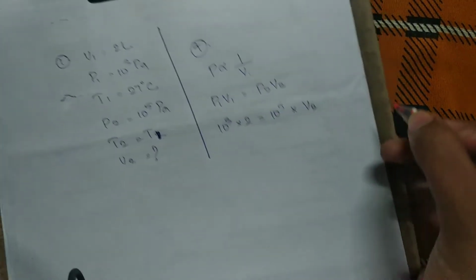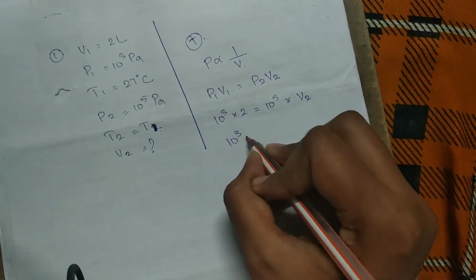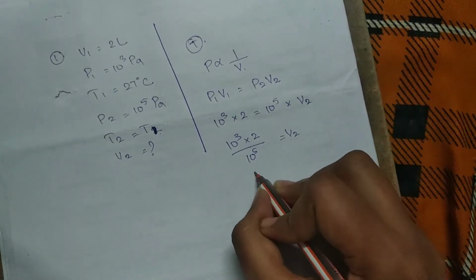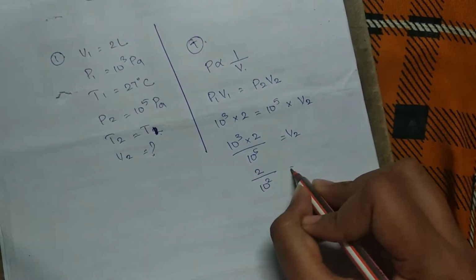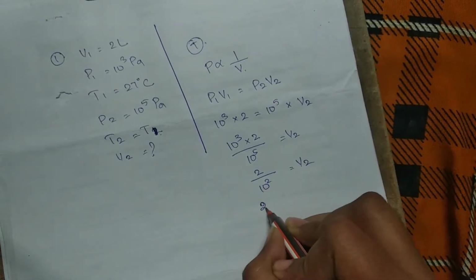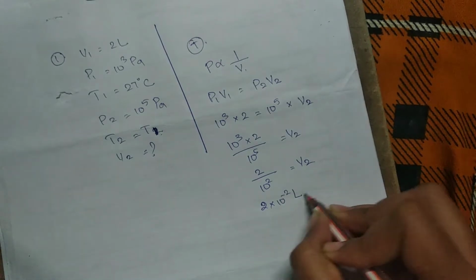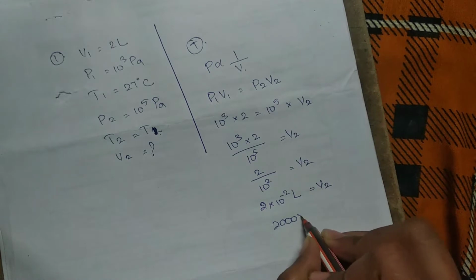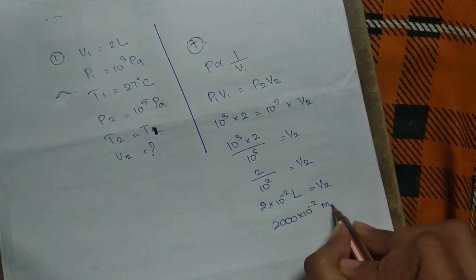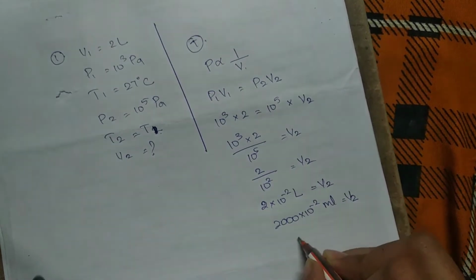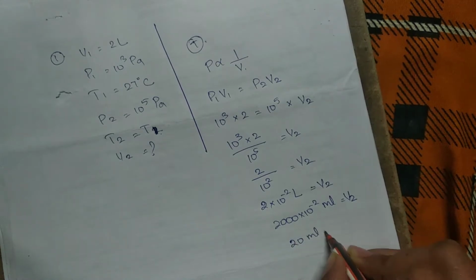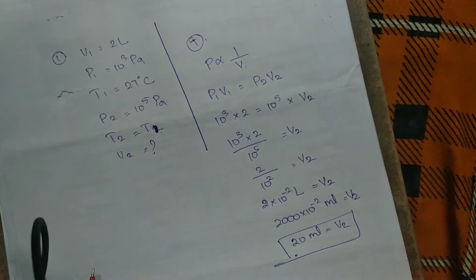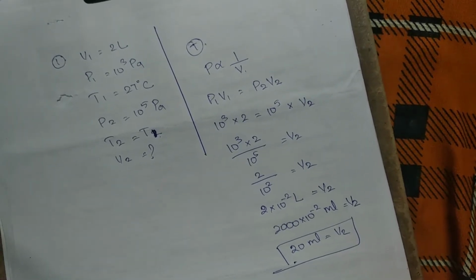Okay, so 10 power 3 into 2 divided by 10 power 5 is equal to V2. That will be 2 divided by 10 power 2 is equal to V2. So that is 2 into 10 to the power of minus 2 liters is equal to V2, or otherwise 2000 into 10 to the power of minus 2 ml is equal to V2. So that will be 20 ml. The final volume will be 20 ml. This is the first question. Coming to the second question.